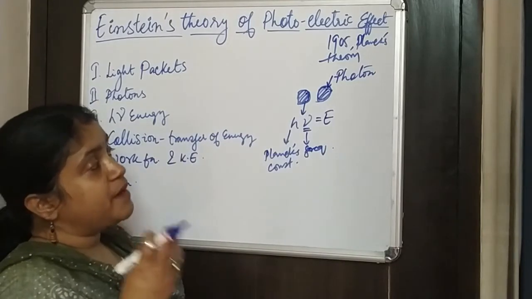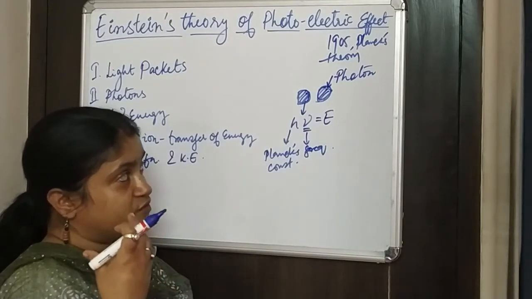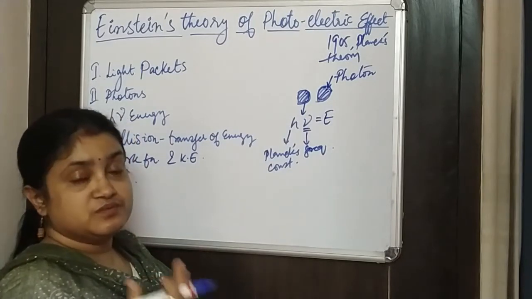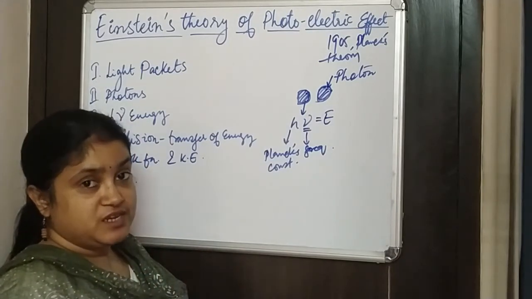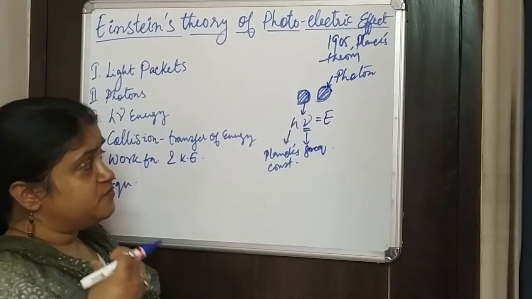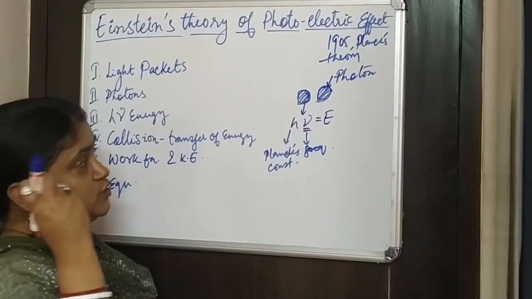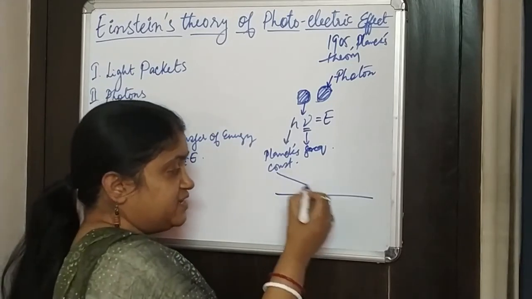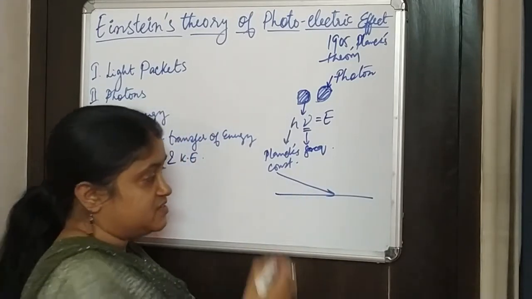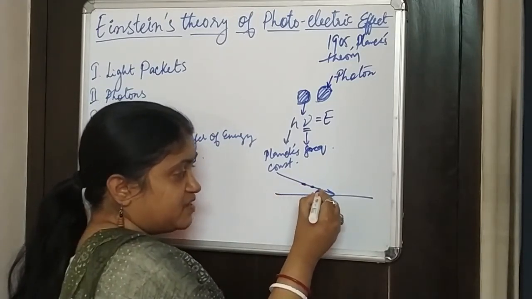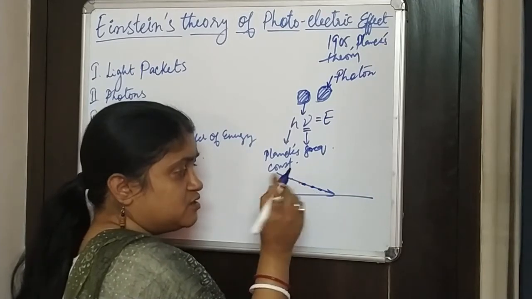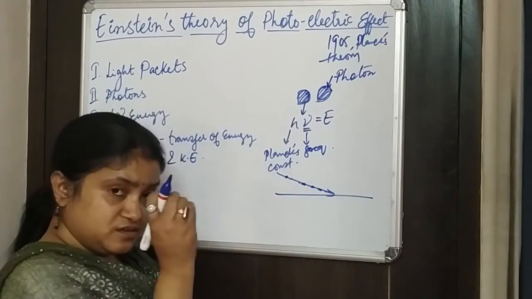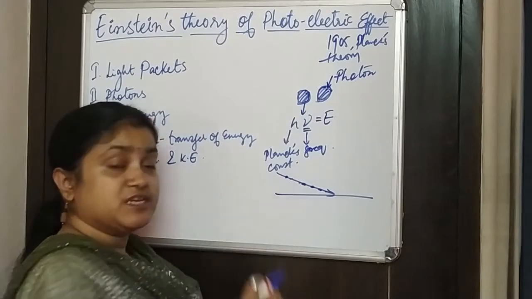The energy of these photons is given by h into nu. And these small packets of energy, Einstein named photons. Therefore, these photons are hitting a metal surface. So what is happening when light is falling on a metal surface? Light is nothing but small packets of quanta of energy, which we call photons.